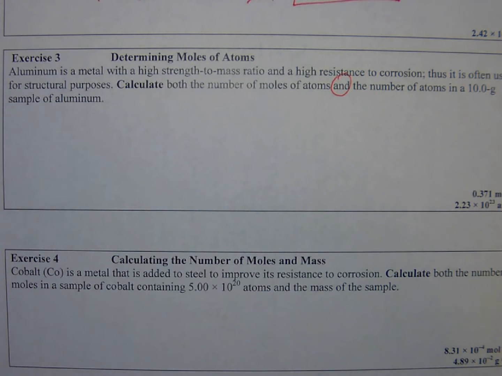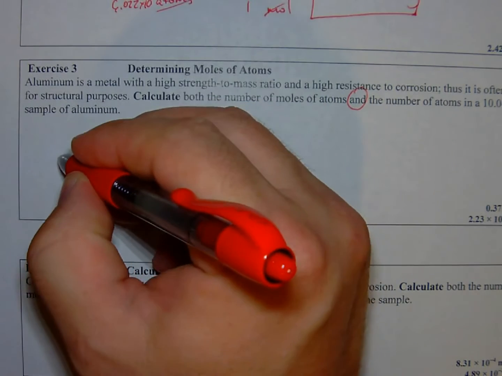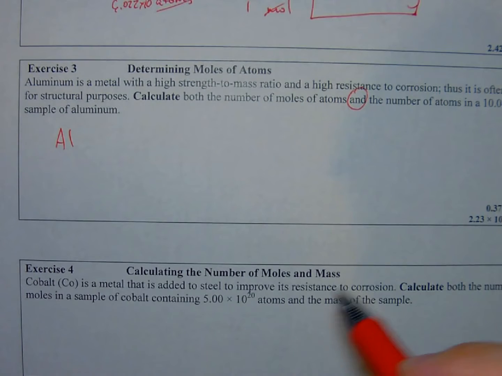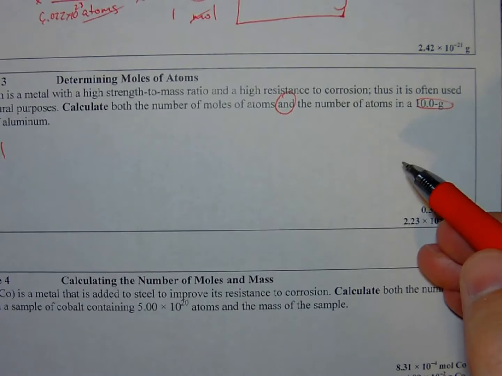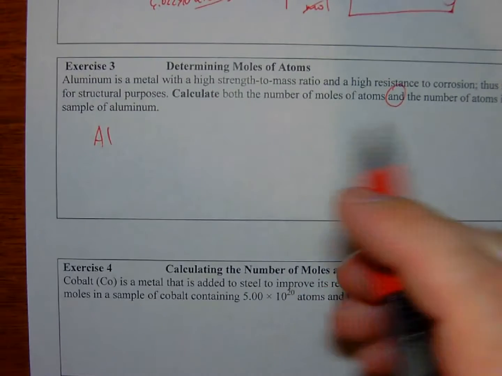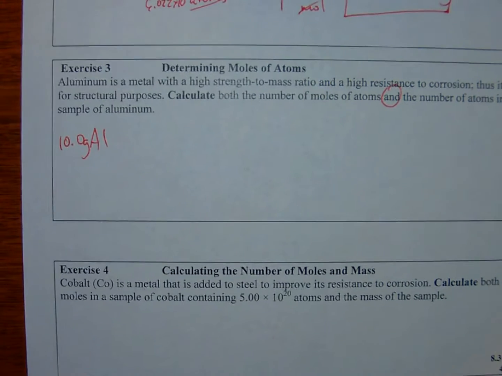So we're using aluminum. How much aluminum are we using? The 10.0 grams. Okay, so we are starting with 10.0 grams of aluminum.